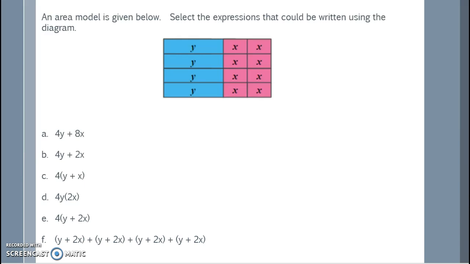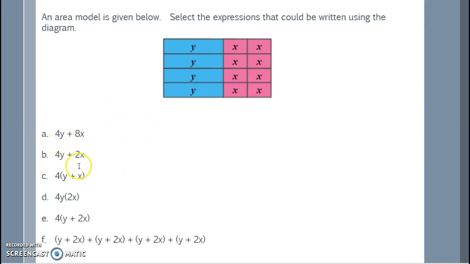An area model is given below. Select the expressions that could be written using the diagram. So I see I have 1, 2, 3, 4 Y's and 1, 2, 3, 4, 5, 6, 7, 8 X's. So 4Y plus 8X would be appropriate.